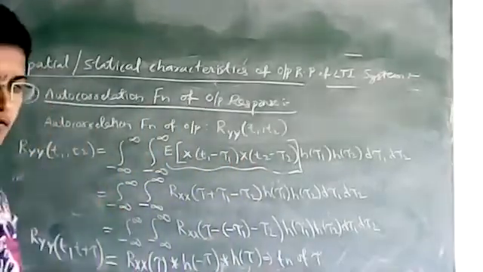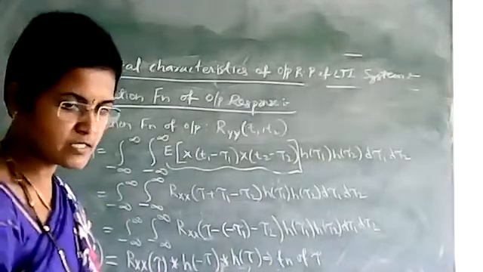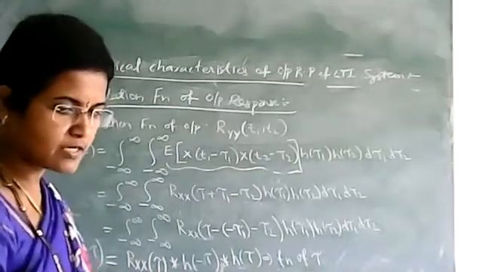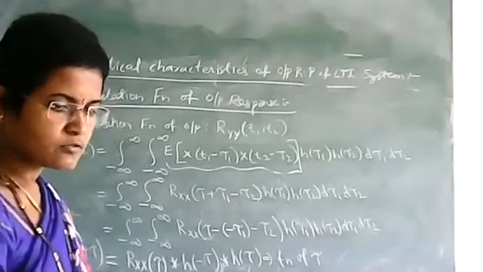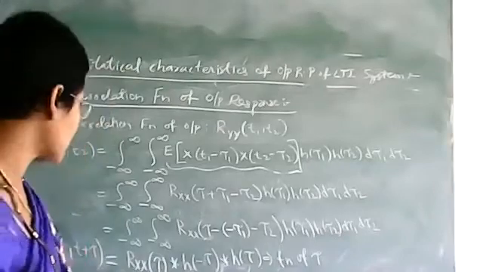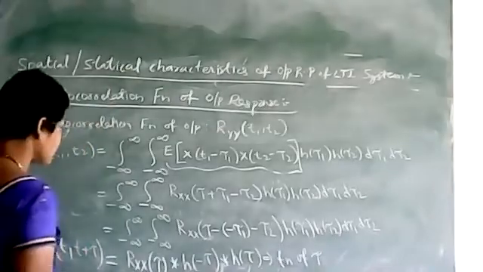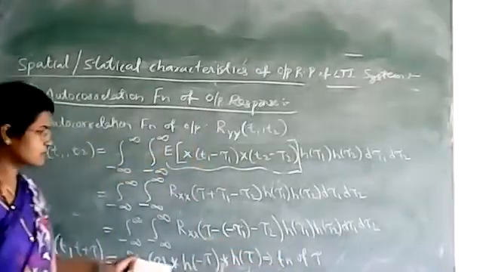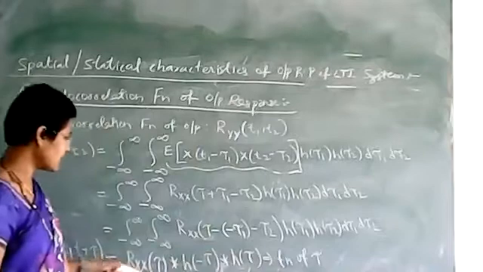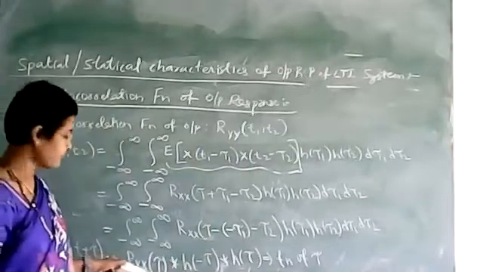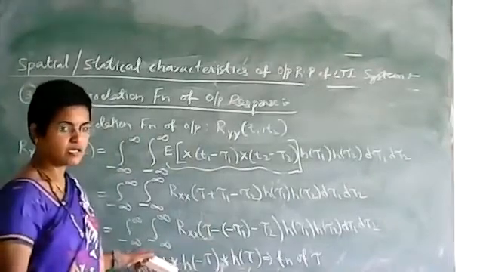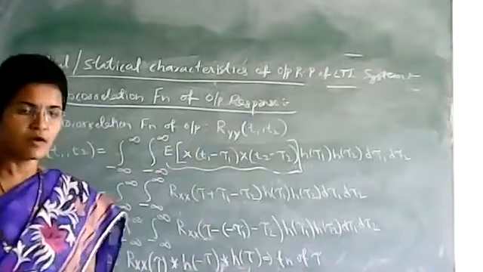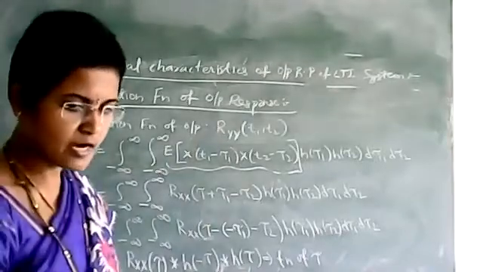So what does this say? This says that the output y of t is wide sense stationary. What is the condition for wide sense stationary? The autocorrelation function should be a function of tau. So R_yy of tau is a function of tau. You don't have any t terms here. It is not a function of t, it is a function of tau. So y of t is a wide sense stationary random process.